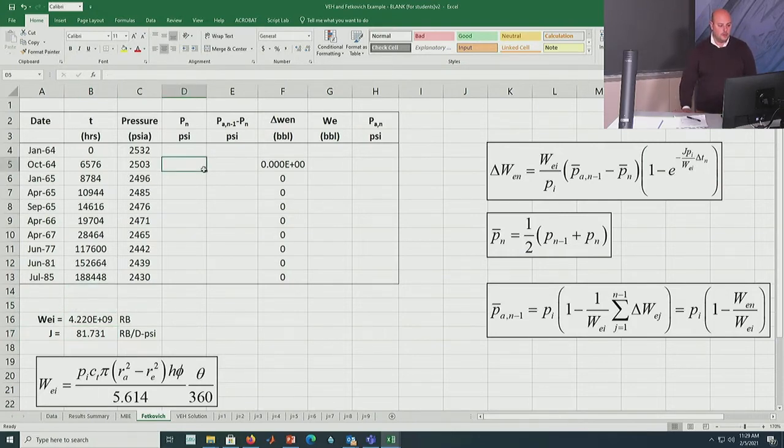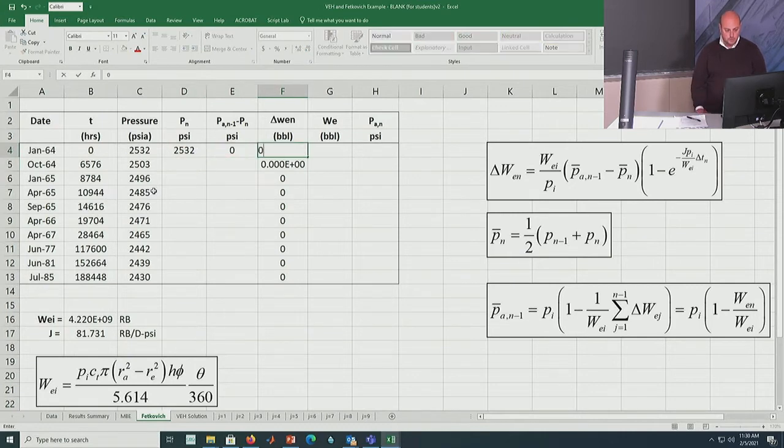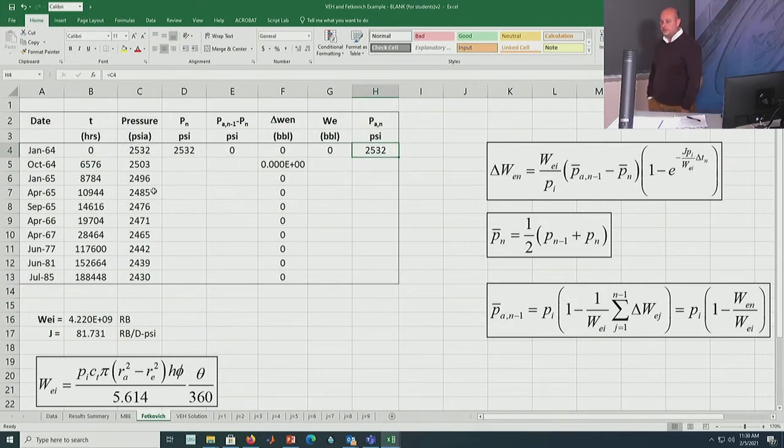So the next thing is we want to calculate these other variables in the table. So the average reservoir pressure, and I didn't put the bar on top of here, it's just a little tricky to do in Excel, but this is the average reservoir pressure. It's going to be equal to the initial reservoir pressure, which is 2532 at first. This is 0, we know that. Delta WEN, that's of course 0. WE is 0, and PAN is again equal to the pressure right there. So that was pretty straightforward. Okay, and we saw that in the table in the PowerPoint notes.